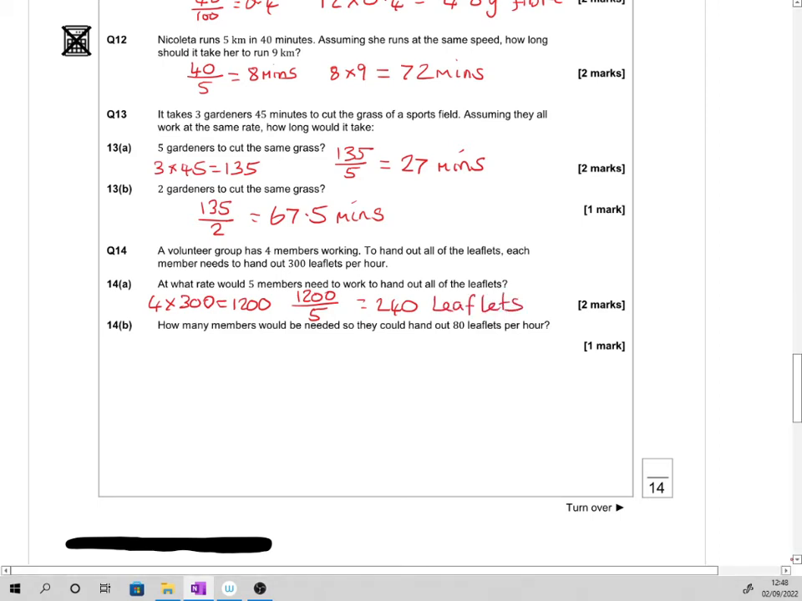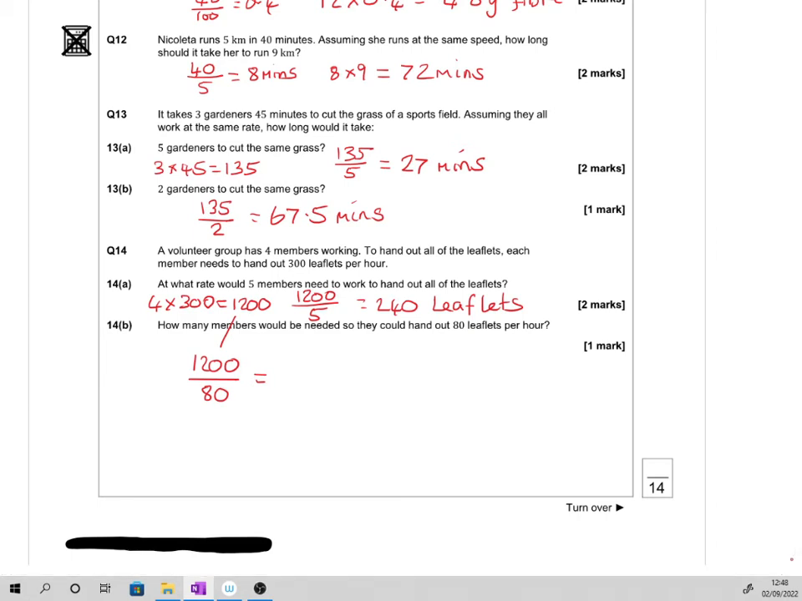How many members would we need so they could hand out 80 leaflets per hour? Okay, right. So we take this number here. So we've got 1200 leaflets altogether. If we divide that by 80, then that'll tell us how many members we need. So 1200 divided by 80 is 15. 15 members.